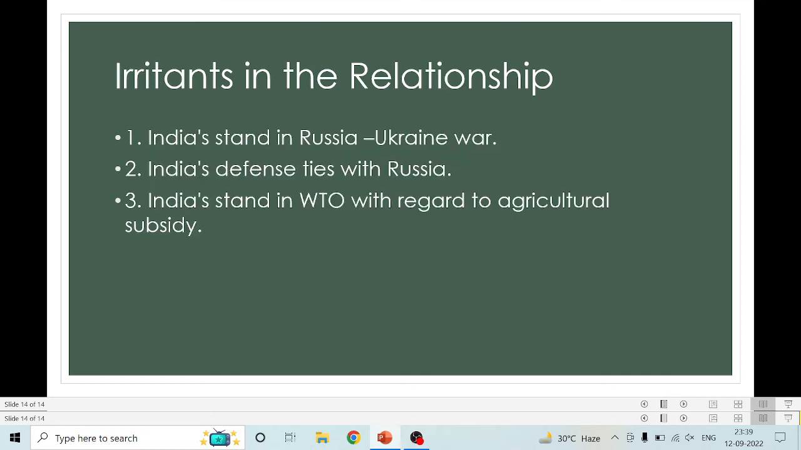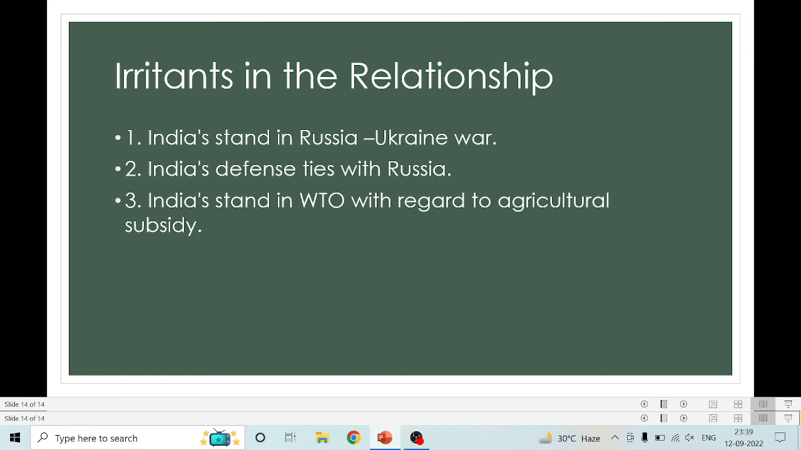Irritants in the relationship. The common irritant is India's ever-growing ties with Russia and India's stand with respect to the Russia-Ukraine war. So this was one of the big flashpoints between India and the US relationship, and India nevertheless also bought oil from Russia, which was something that was criticized a lot in the US media. However, India's stand was crystal clear, and the US had to understand that.